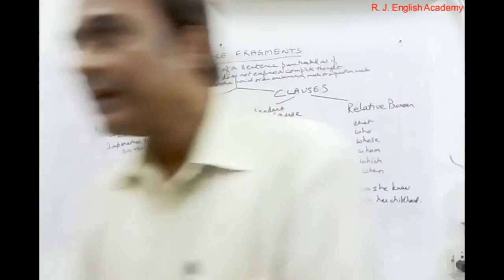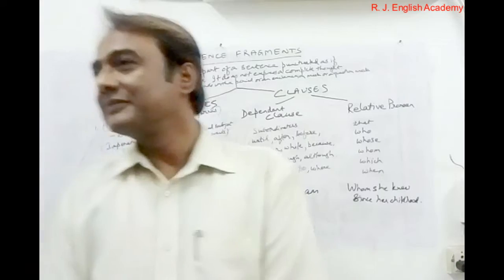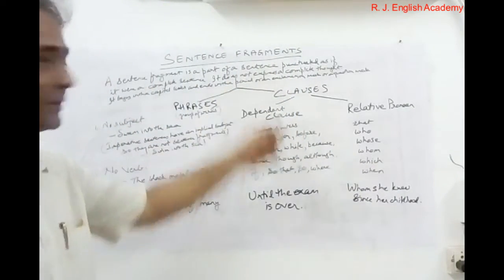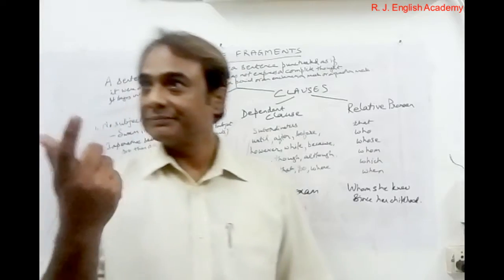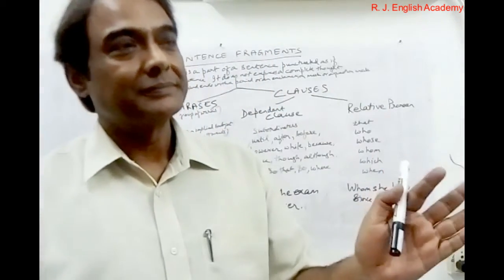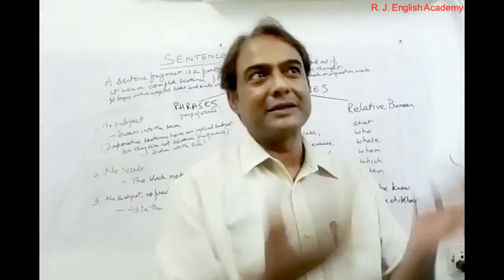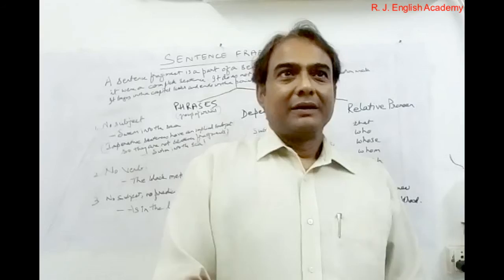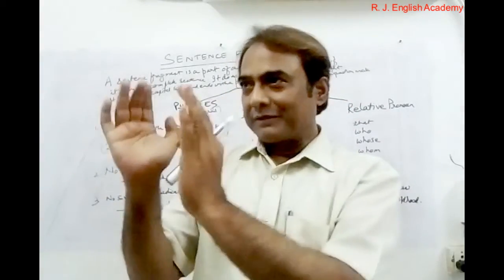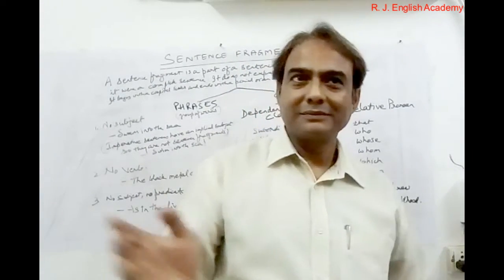Okay, so let's do a quick recap. Fine? Alright. Now, what are sentence fragments? A fragment is a piece, a part of something bigger. So, part of a sentence is a sentence fragment. A sentence is a full entity. A part of that is a fragment of a sentence. Clear?